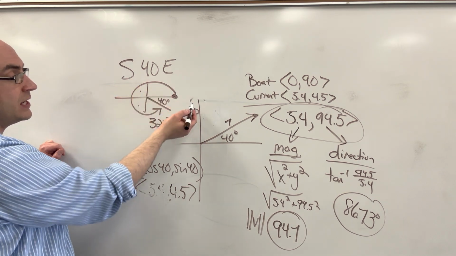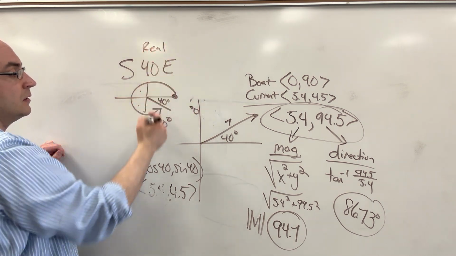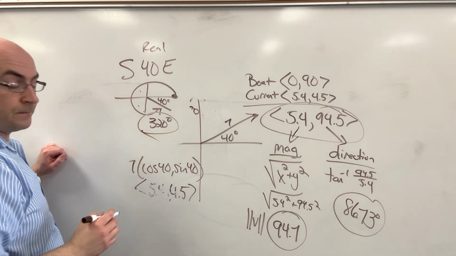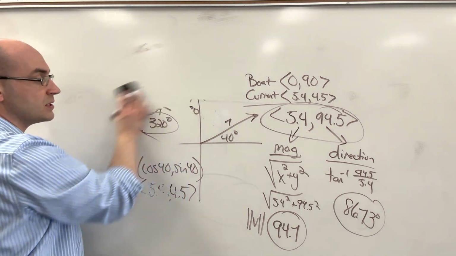So if I went south 40 east, this is real world. Trig world is 320. Okay. And we can talk about that again. If you have any questions, let me know on Remind.